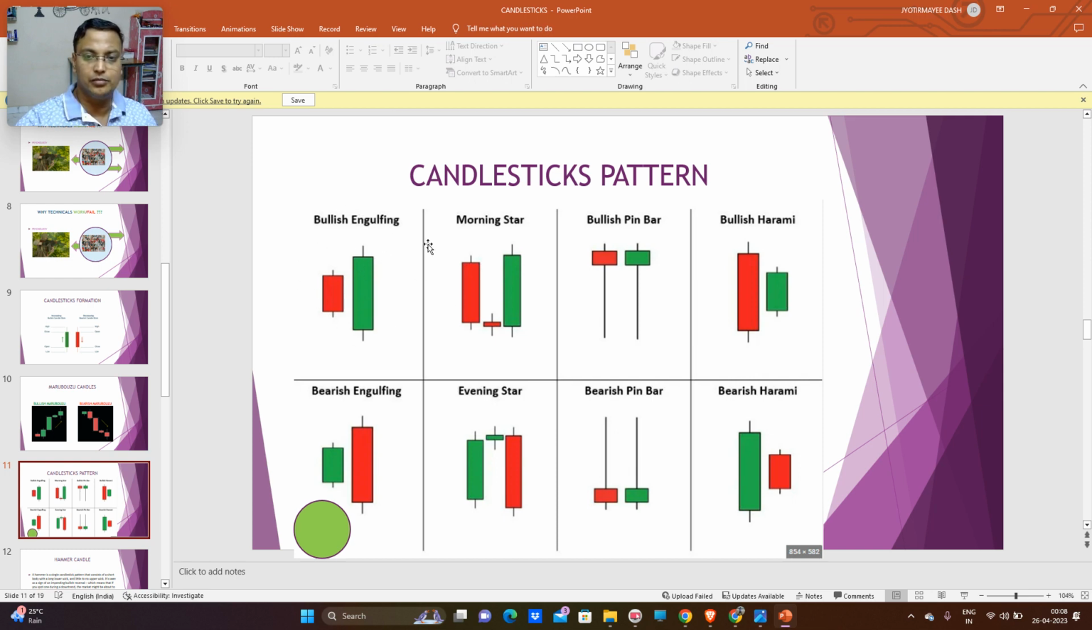Okay. Now, coming to the next slide, these are some patterns we'll discuss. This is called the engulfing pattern. We'll discuss it in detail, but just see them. This is the morning star pattern. This is a bullish pin bar. This is a type of doji candle. I'll discuss it in more detail.